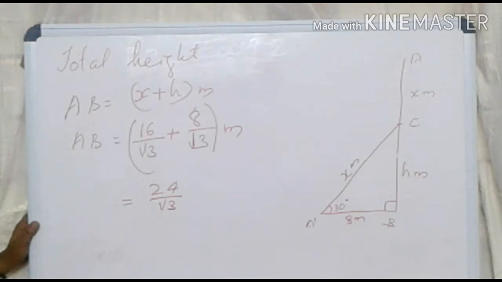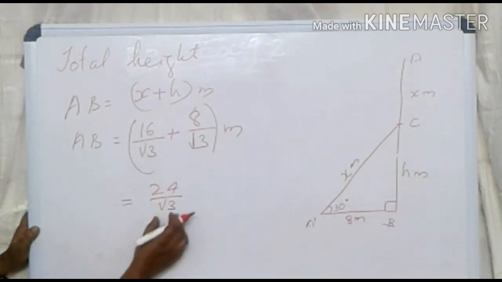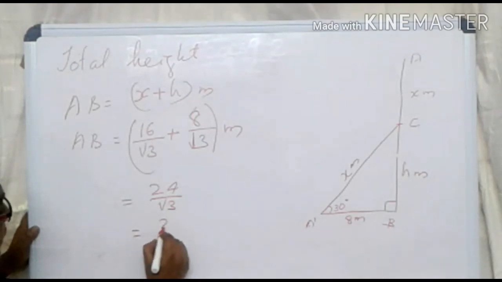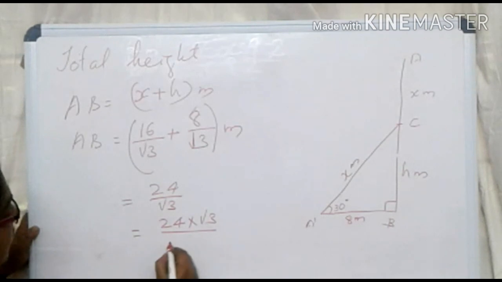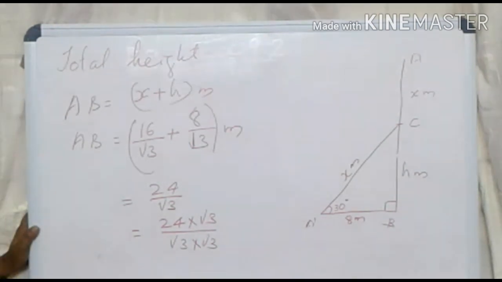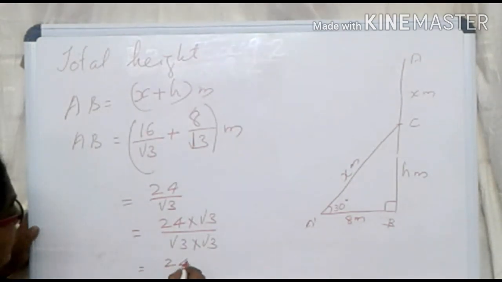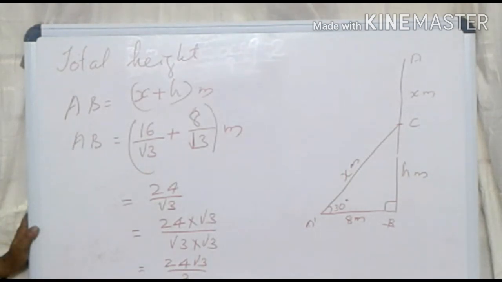Now, what shall we do? We have to do the rationalization of the denominator. How do we do the rationalization? That is 24 into root 3 by root 3 into root 3. Root 3 into root 3, how much? 3. Therefore, 24 root 3 by 3. It can be cancelled. How much? 8 threes are 24. 8 times.